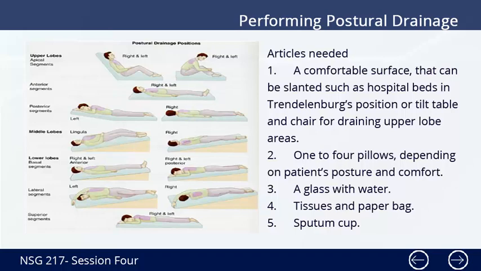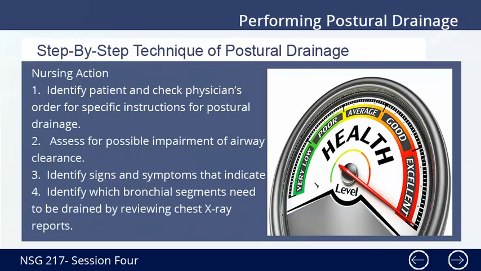Articles needed. Number 1, a comfortable surface that can be slanted, such as a hospital bed in Trendelenburg position or tilt table, and a chair for draining upper lobe areas. Number 2, 1 to 4 pillows depending on patient posture and comfort. Number 3, a glass with water. Number 4, tissues and paper bag. Number 5, sputum cup. The table below shows the step-by-step technique of postural drainage and the rationale behind it.